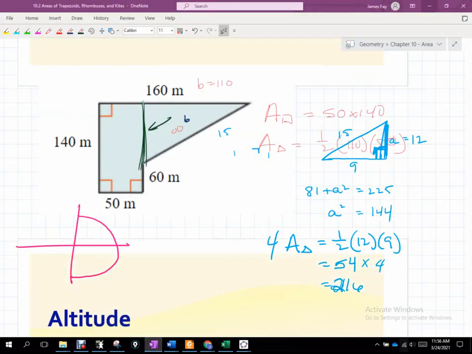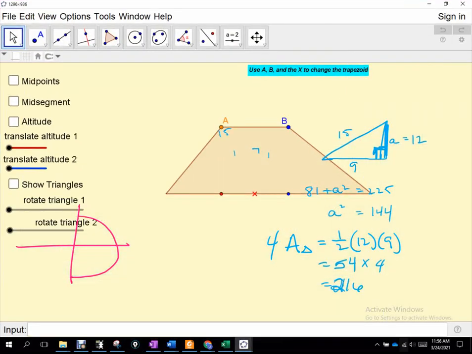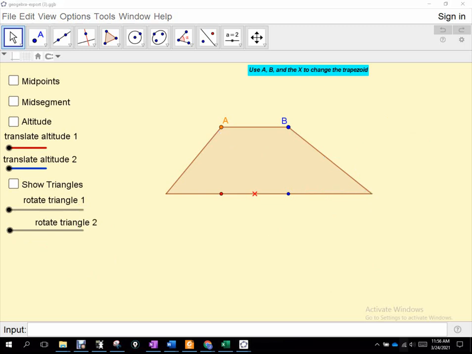Trapezoids. Let's derive the formula for the area of a trapezoid. So I created this applet here to help realize visually what we can do with a trapezoid and how we can use our rectangle formula to generate a trapezoid formula.